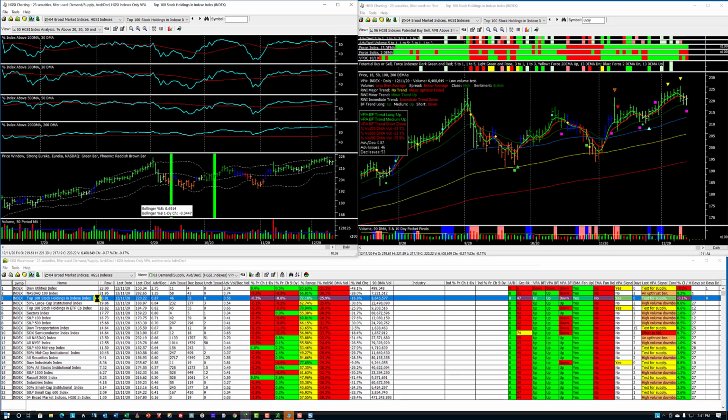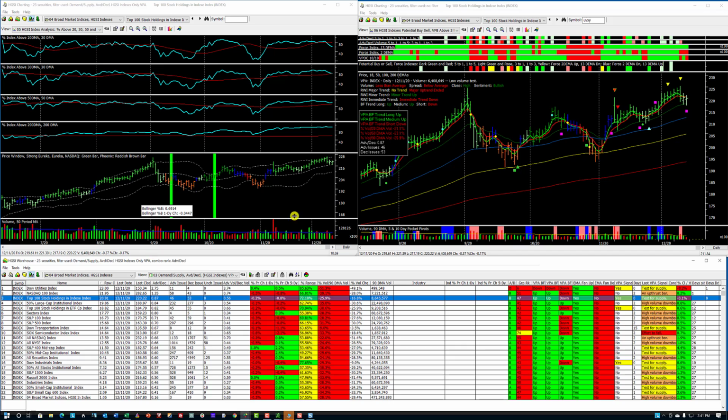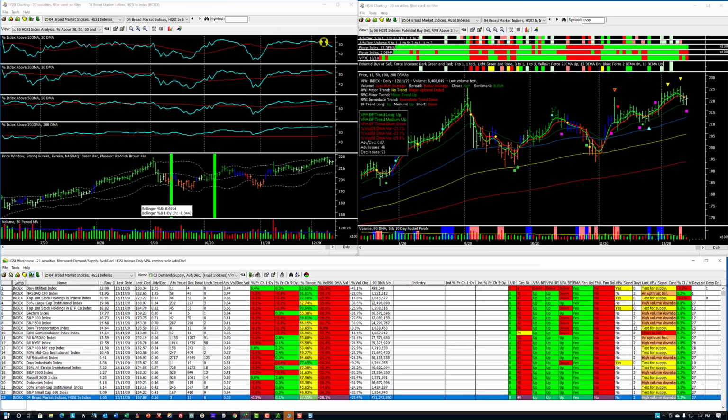Top 100 stock holdings in the indexes. These are the big institutional stocks that are constantly played. If I change to the index group, you're going to see some very familiar names here like Alphabet and so on. This is, in addition to the NASDAQ, I like to look at this.